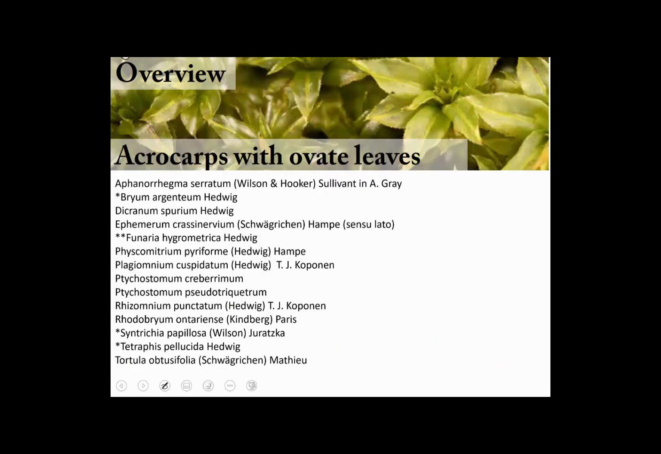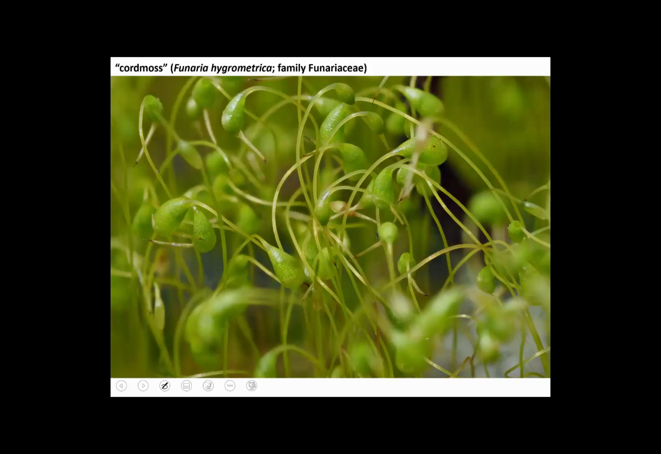Acrocarps with ovate leaves. This is a big category. And I picked a few. And they are coming up. Let's take a look at them. Here's one of my faves. And this doesn't show the leaves, but oh my gosh, these sporophytes are incredible. This is called Funaria hygrometrica. It's the water measuring cord moss.